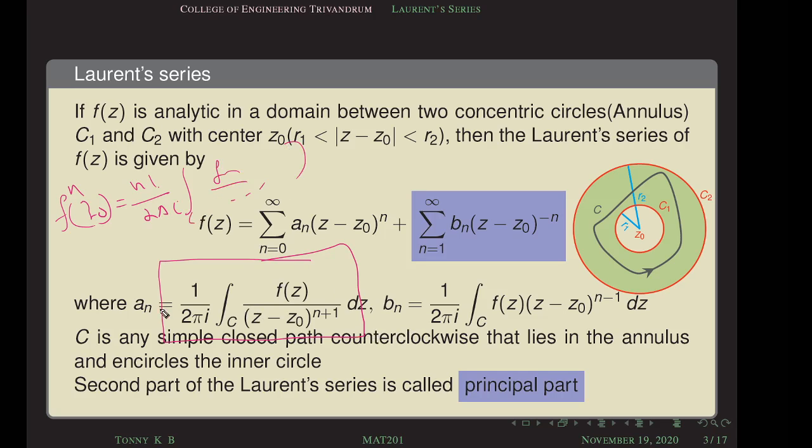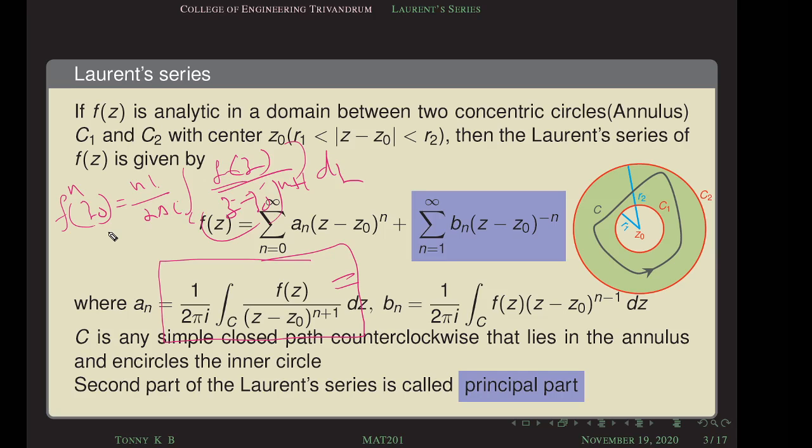Yes sir. ഓക്കെ, so what is an? ഇനിയിപ്പോൾ an എന്താന്ന് പറഞ്ഞത് നിങ്ങൾ നോക്കിയിട്ടൊന്ന് പറഞ്ഞേ. What is an? fn of z0 by n factorial. No, ഒന്നും കൂടെ നോക്കിയേ. നമ്മൾ എഴുതണം, മുന്നോട്ട് എഴുതാൻ വേണമെങ്കിൽ, this is f of z by (z minus z naught) raised to n plus 1 dz. This is our Cauchy's integral formula for derivative fn of z naught. This is our an.